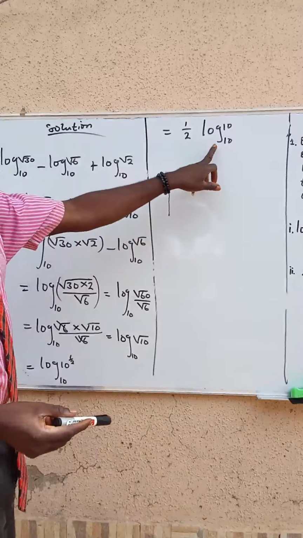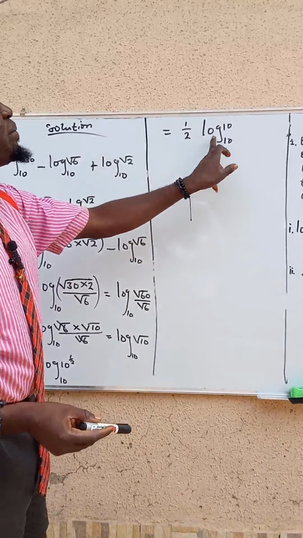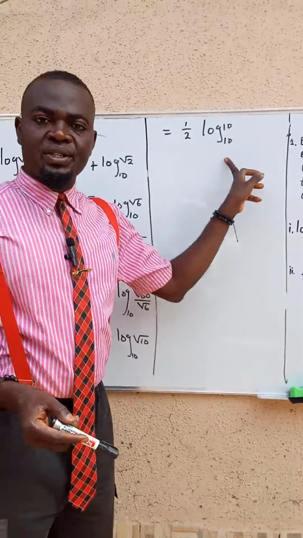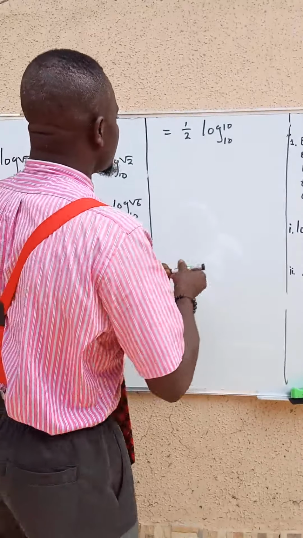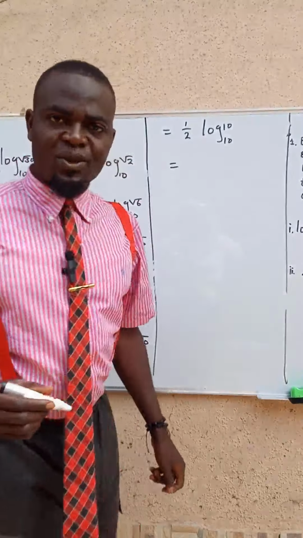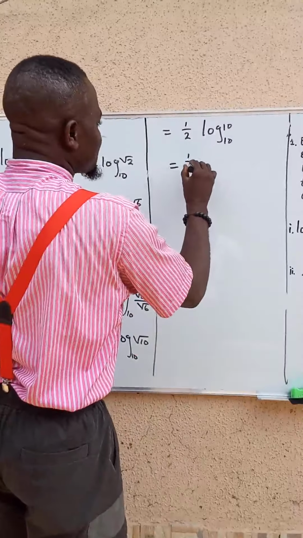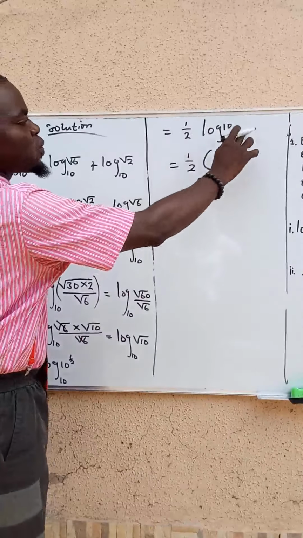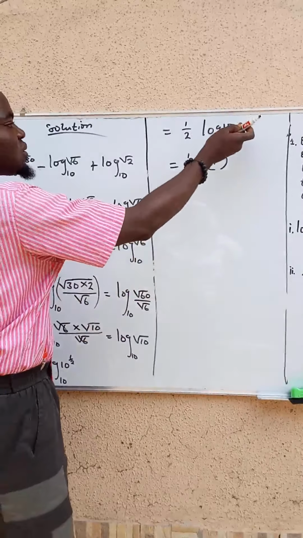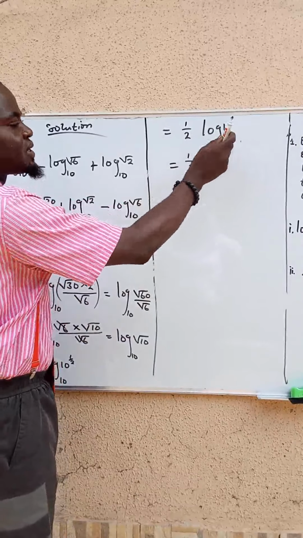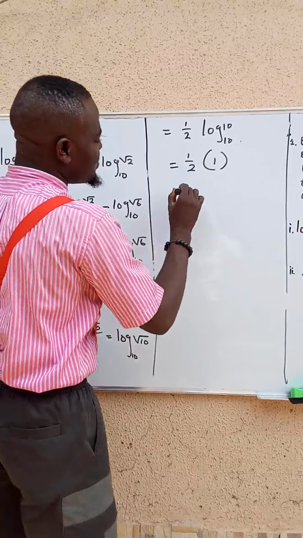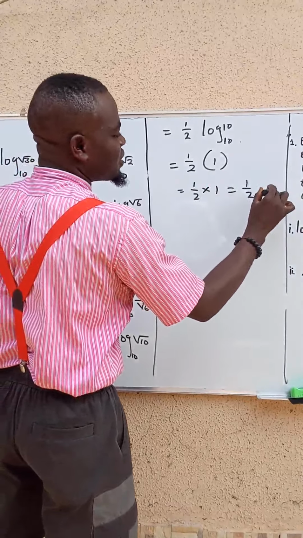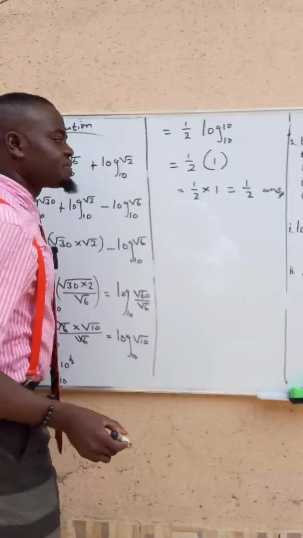But now look at it. They say that log a base a is 1. Logarithm of a number to its own base is 1. It's a rule. So if that rule holds, of course it holds. It will now be 1 over 2 times the bracket of 1, because the whole of this is 1. So this will now give me what? 1 over 2 times 1, which is 1 over 2. And this is the answer.